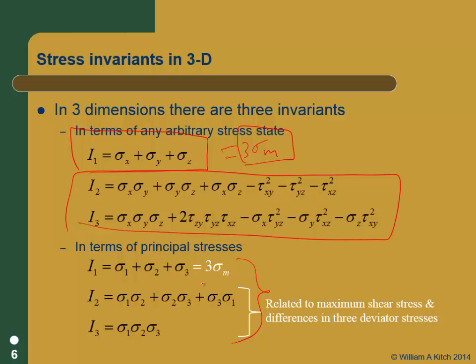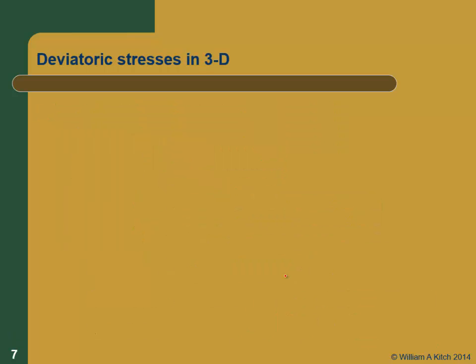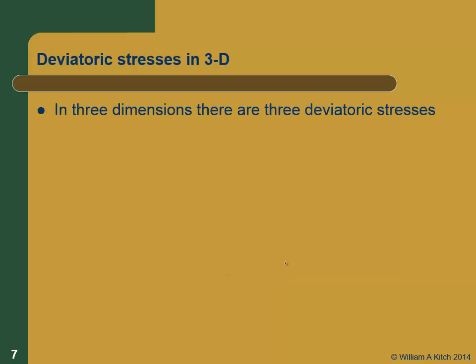So this is 3 times sigma m. I guess I wrote that already. This is related to the maximum shear stress and the differences between the deviator stresses in two directions. So let's look at deviatoric stress in three directions. In three dimensions, we've got three deviator stresses, or maximum shear stresses. We'll just do this in normal space: sigma 2 minus sigma 3 over 2, sigma 3 minus sigma 1 over 2, and sigma 1 minus sigma 2 over 2. In two dimensions, we only had one because they're the same, but in three dimensions, we've got three of them.